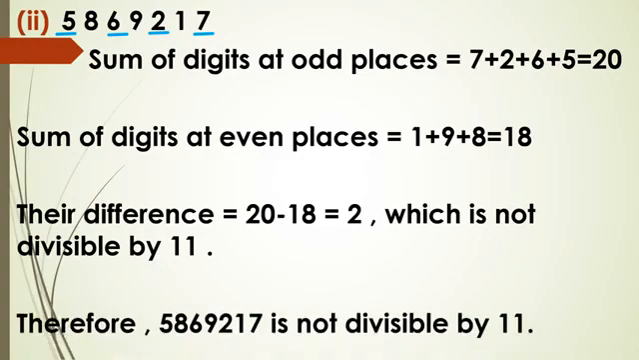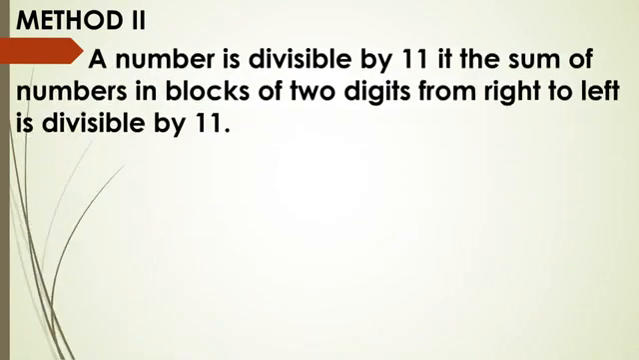Now see the second method. A number is divisible by 11 if the sum of numbers in blocks of 2 digits from right to left is divisible by 11. Sum of numbers in blocks of 2 digits, okay, from right to left. See the example.